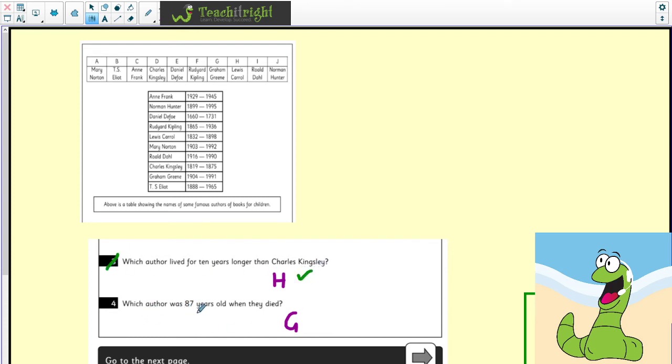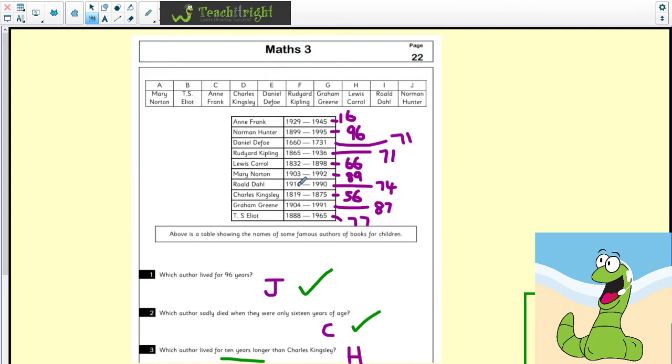Which author was 87 years old when they died? And the answer to that one is G. So it was Graham Greene, 87.